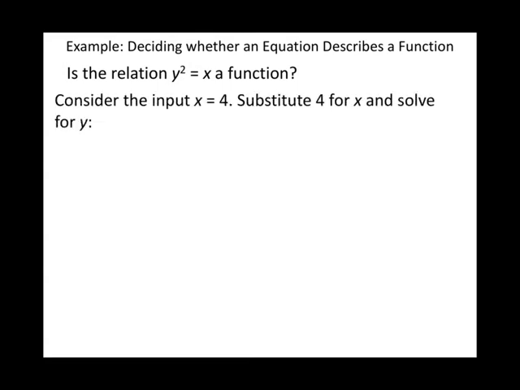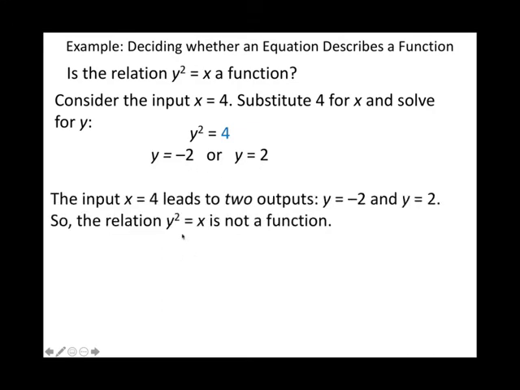So now consider when x equals 4. When I substitute 4 for x and solve for y, I take the square root of both sides and get y equal to -2 or y equal to 2. So I have one input, x equal to 4, but two outputs, y equal to -2 and y equal to 2. So you know that y squared equal to x is not a function.